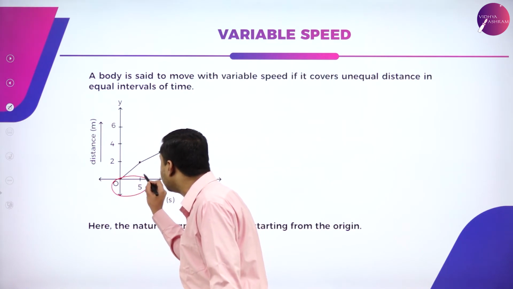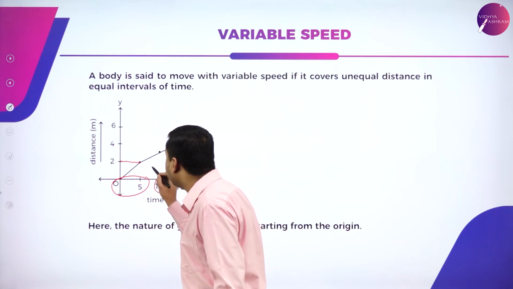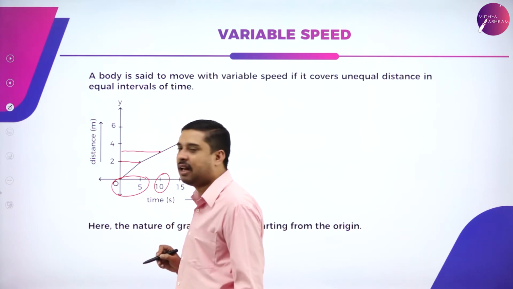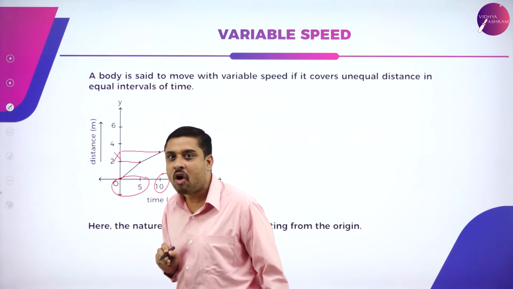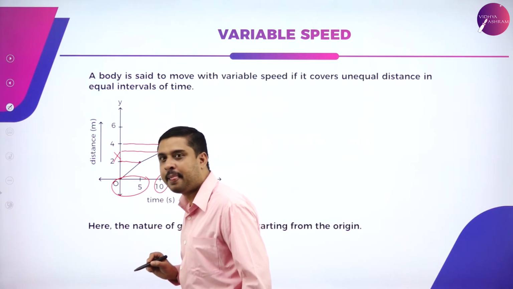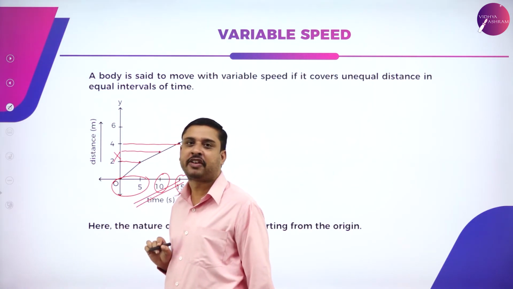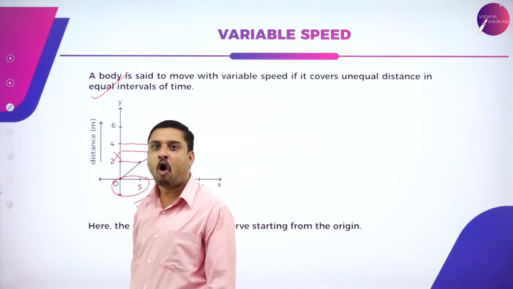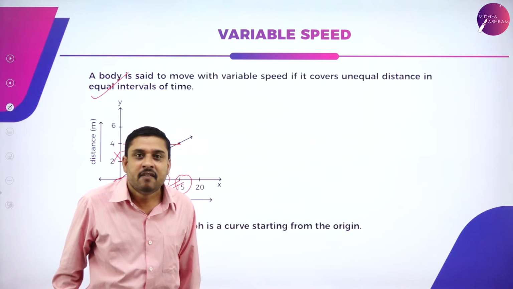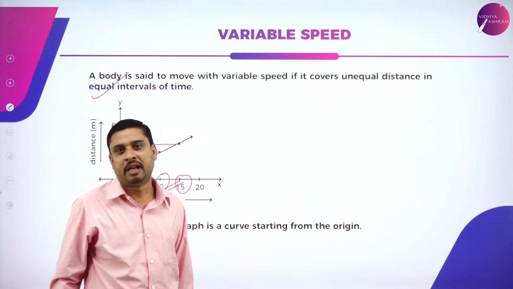0 to 5 seconds of motion, distance traveled is 2 meters. 5 to 10, it is somewhere around 3 meters. The time interval is equal, but the distance traveled is not the same, unequal distance. 10 to 15, see again. So here the body is traveling unequal distances in equal intervals of time. So this is a case where a body moves with variable speed, non-uniform speed, where it does not cover equal distances though the time interval is equal.